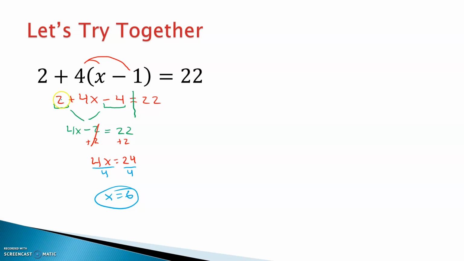And again, what does it say? It says 2 and that says minus 4, so you actually are going to end up subtracting them. So be careful with your signs.